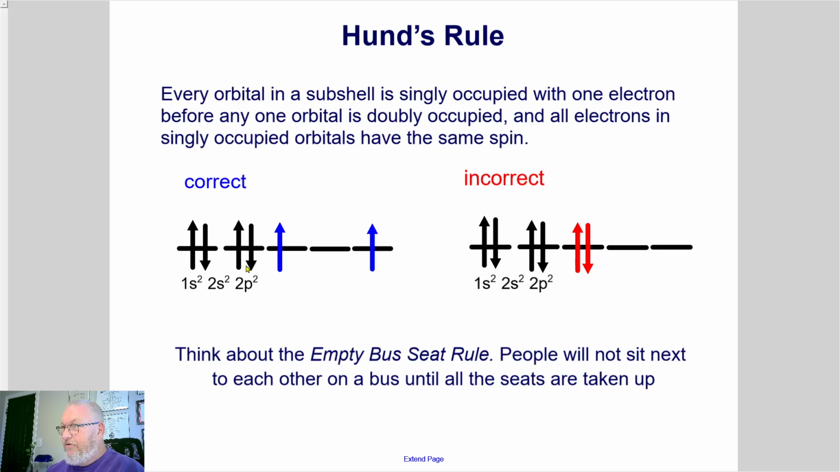So if we've got carbon, 1s2, 2s2, 2p2. Carbon will have two electrons not together, but in different orbitals.